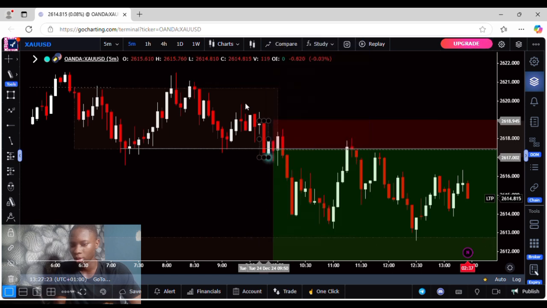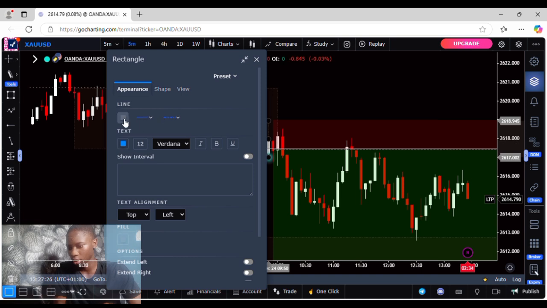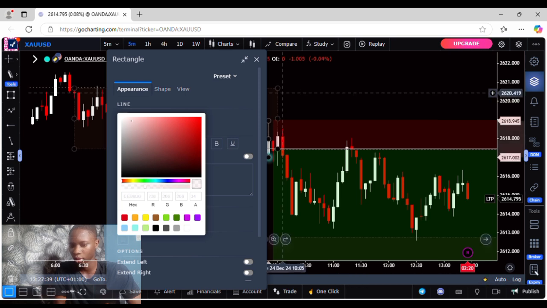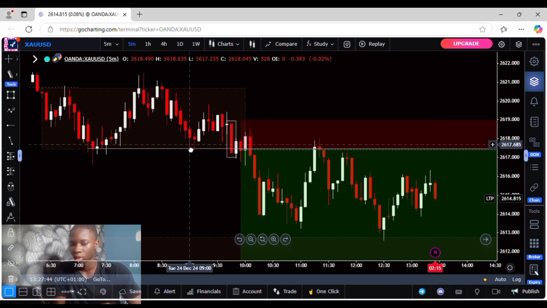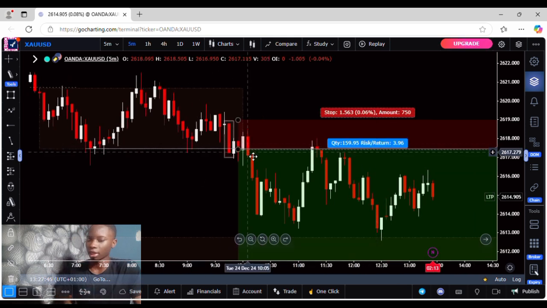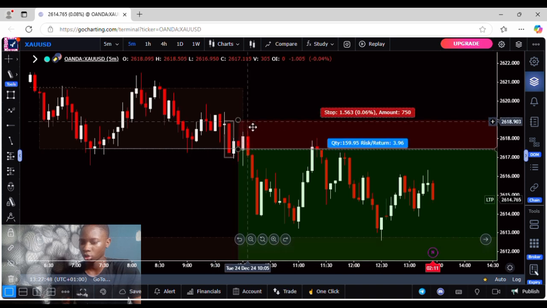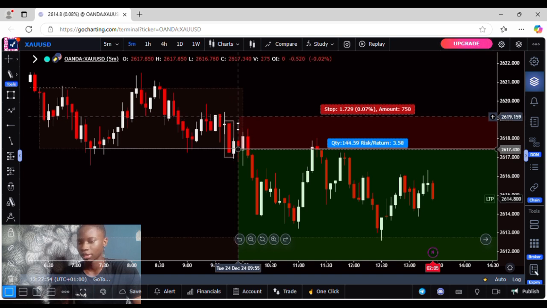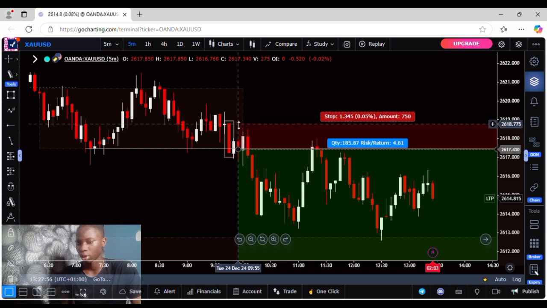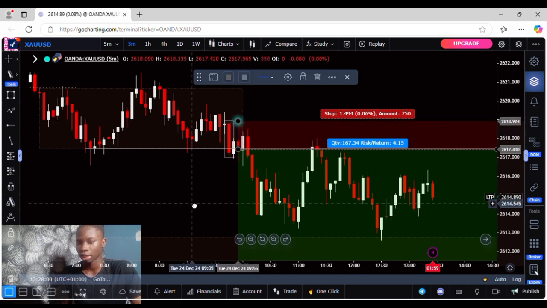Let me just edit this so that you guys can see what I'm saying. Right there. So this candle right here was the one that broke the lowest point. After that was when I entered, and my stop loss is just going to be right above the candle, giving us a tight stop loss and sniper entry. So yeah, that was my entry.